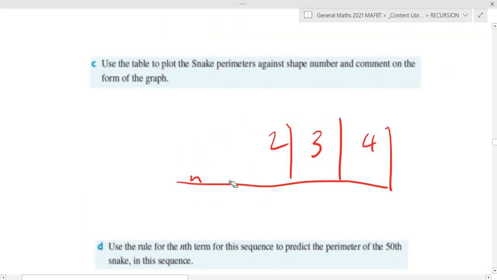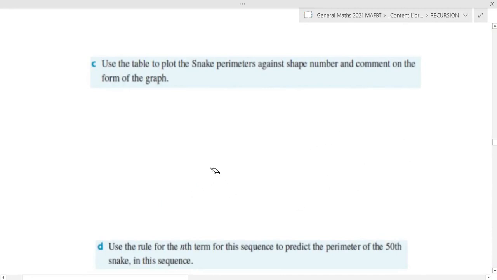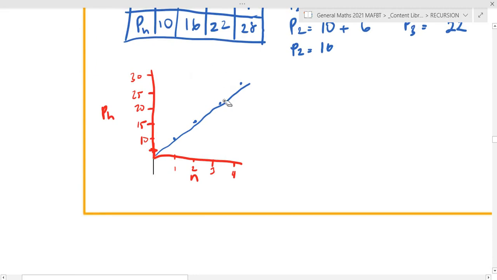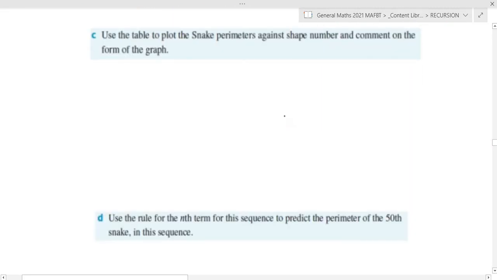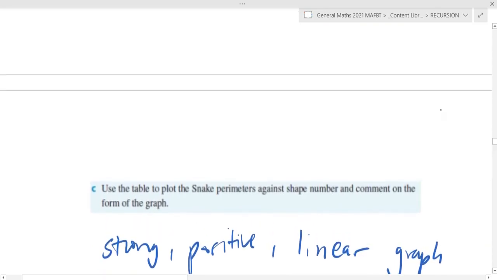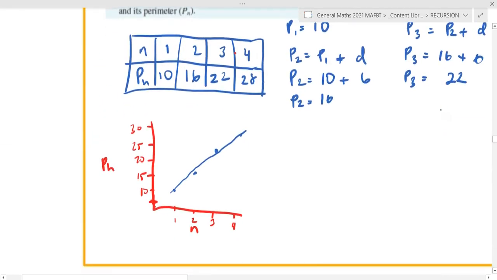Okay. I've plotted my graph. So really quickly, guys, how can you describe this graph? What are the 3 elements about it that we can talk about? So it's a strong, positive linear graph. Pretty straightforward. It's strong, it's positive, it's linear.